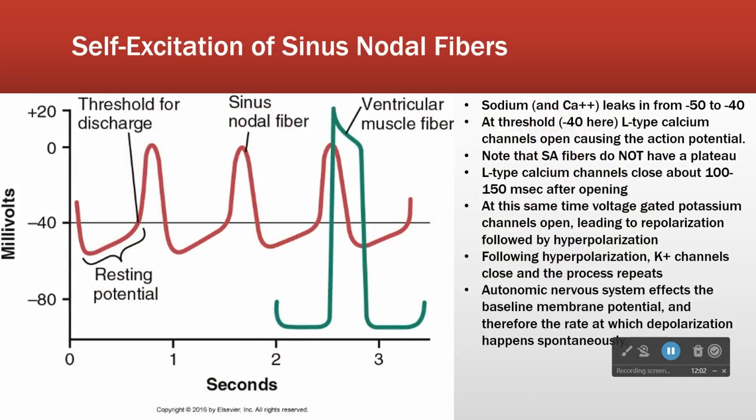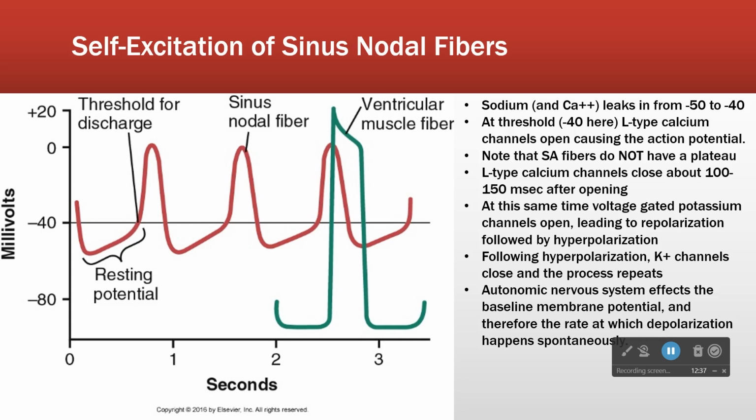All right, so let's talk about this self-excitability business. How do cells of the SA node end up having action potentials periodically without a stimulus? Well, in red are your SA node fibers, your sinoatrial nodal fibers. And what you can see is, I like to start on the downstroke, okay? So we've had an action potential depolarization, now we're repolarizing. So the membrane potential drops below the threshold.